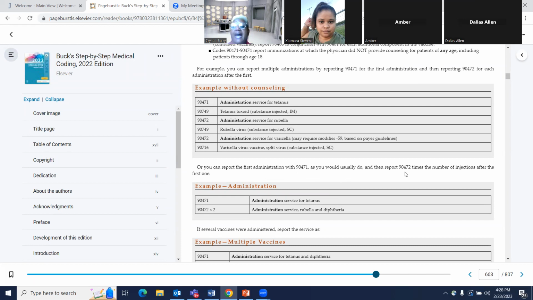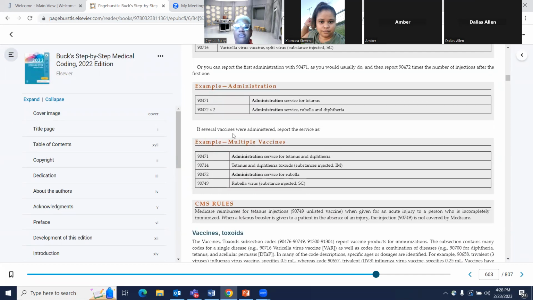and then report 90472 times the number of injections after the first one. Here's an example: administration 90471, that's the administration service for tetanus, and then 90472 times 2, administration service, rubella and diphtheria. So that's for each additional. So you can do it either way. Like they had on here, they separated it. On here, you can do that times 2.